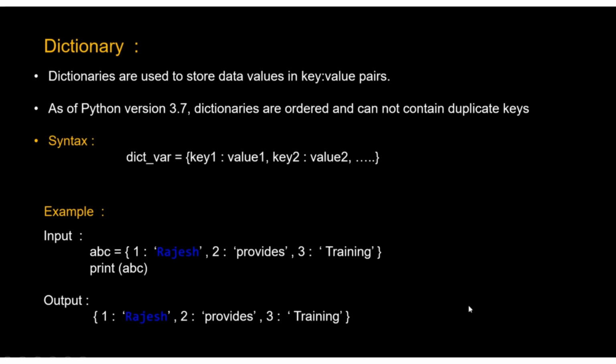Dictionaries are written with curly brackets and have keys and values. Dictionary items are printed in key value pairs and can be referred to by using the key name. For example, ABC equals 1 colon Rajesh, 2 colon provides, and 3 colon training. Here 1, 2, 3 are keys and Rajesh, provides, training are values. The keys of a dictionary must be unique, meaning if there are duplicate keys, the later value of the key overrides the previous value. With this, the data types are completed, and we will meet you in the next session with another topic.